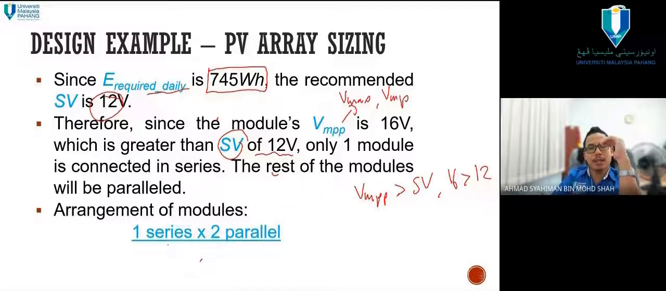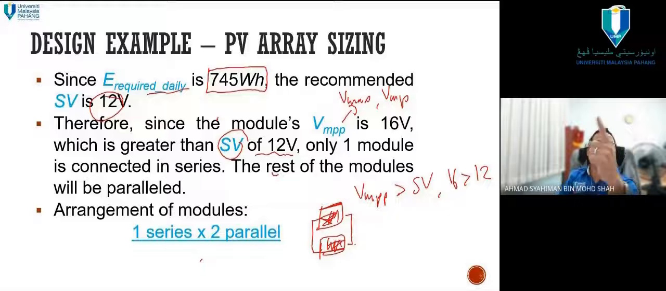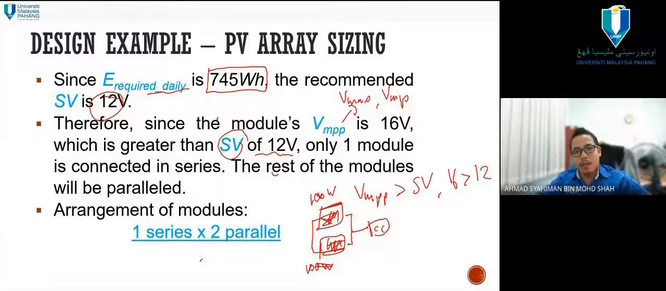So our arrangement of the modules will be like this. One series and two parallel. This one 100 watt, this one 100 watt. Then here comes the charge controller after that. Of course, you need to have a fuse here, and then a DC breaker and so on.